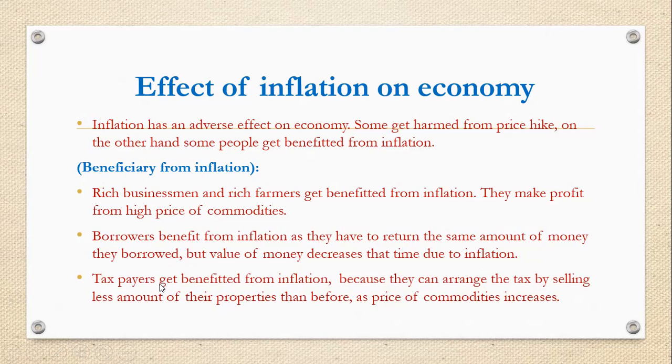Now what about taxpayers? Taxpayers also get benefited from inflation because they can arrange the tax by selling less amount of their properties than before as the price of the commodities increases. That means the price of their properties increases. So they can arrange the money to pay tax by selling less amount of properties than before. So taxpayers get benefited from inflation. So these are the main groups who get benefited.